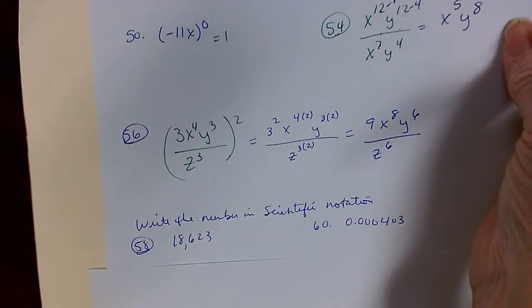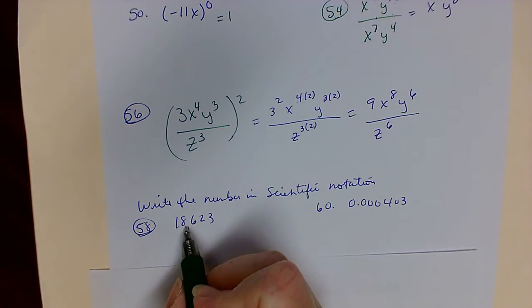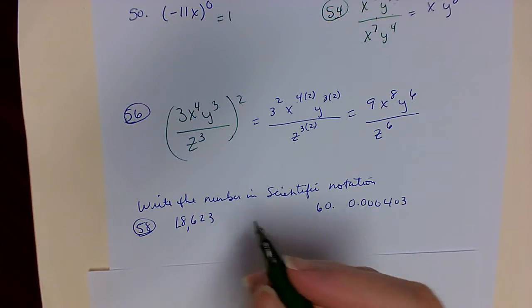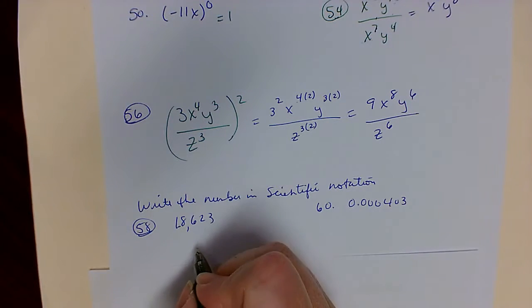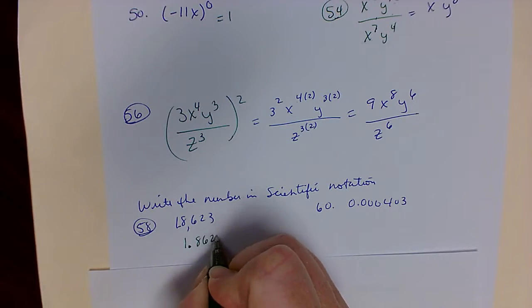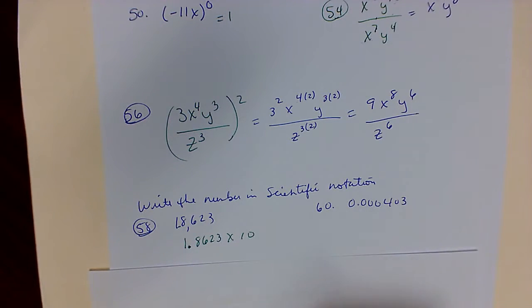The next thing we're looking at is scientific notation. So with scientific notation, you want to end up with your decimal behind the first number in your number. So it's going to be 1.8623 times 10 to the, and we've got to figure out the exponent.